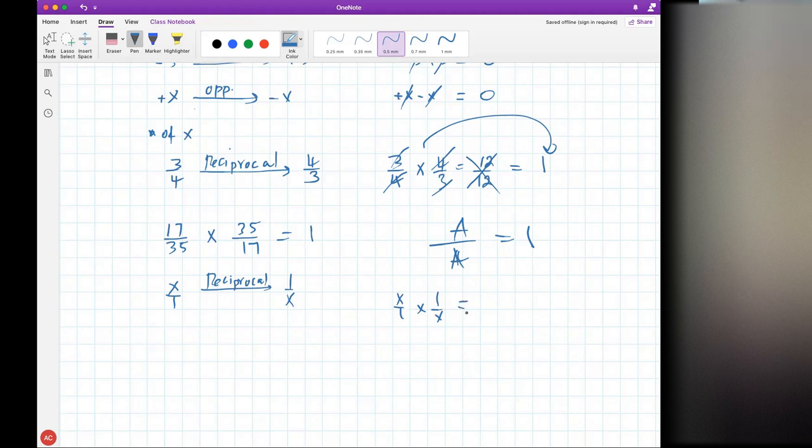So now, what happens if you multiply x over 1 by 1 over x? That's right, it's 1. It's a number times its reciprocal. That would be 1, just like the previous example. Or you can think of it as x cancels with x, and we have 1 over 1, which is 1. So these are little tricks, these properties.